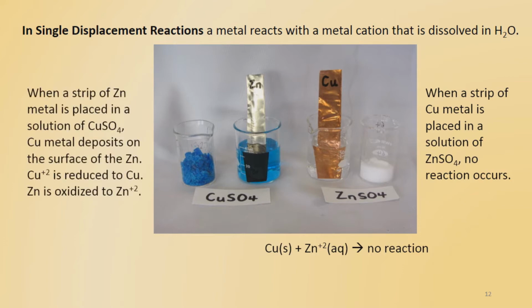So when a strip of zinc is placed in a solution of copper 2 sulfate, copper metal deposits as a black deposit on the surface of the zinc. Copper 2 ion is reduced to copper metal. Simultaneously, zinc is oxidized to zinc plus 2 ions. The reaction equation looks like this. Zinc solid plus copper 2 ion react, producing copper solid and zinc 2 ion.